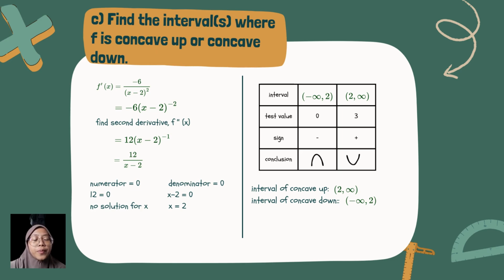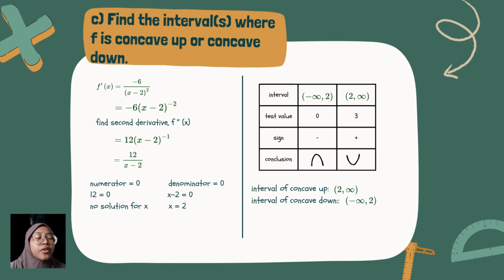And then from the value of x, we can find the intervals. The first interval will be negative infinity to 2, and the second interval will be 2 to infinity. The test value for the first interval is 0. We put the test value into the second derivative, which is 12 over (x minus 2) cubed, and the sign we get is negative. So the conclusion is the interval of concave down is negative infinity to 2.